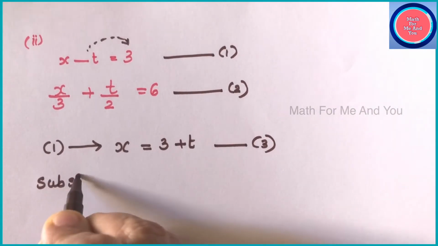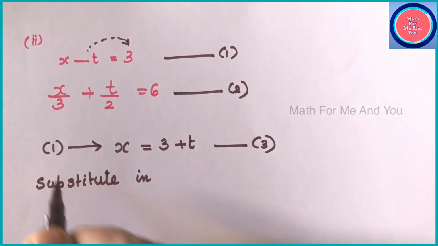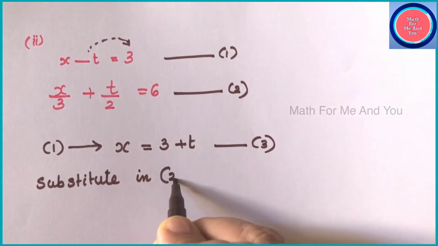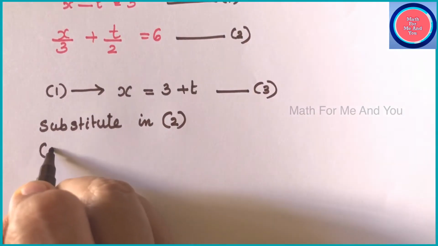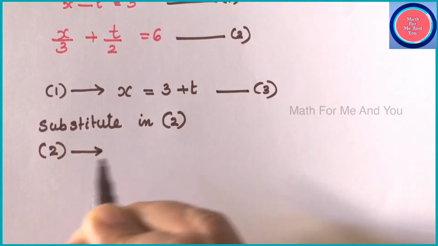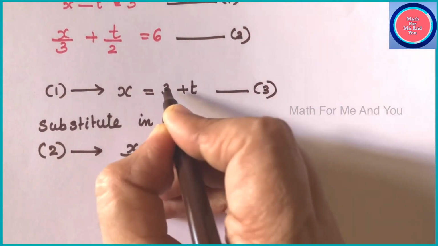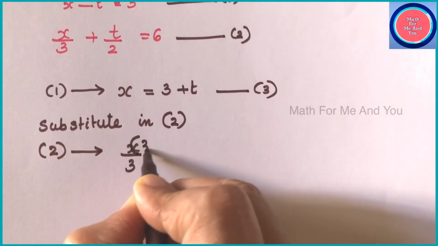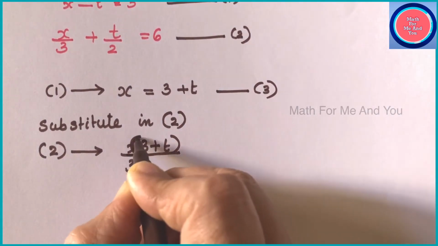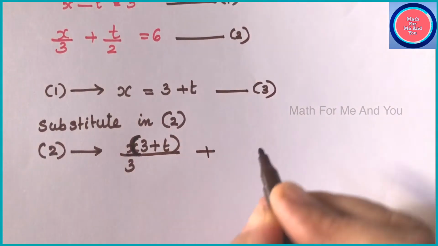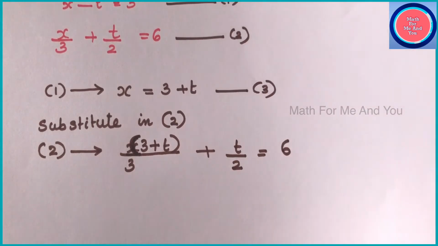Now substitute this new equation value. Substitute x in which equation? We substitute in equation number 2, the other equation. Since we have taken 1, we have to substitute in equation number 2. Then equation 2 becomes x over 3. This is the first term. But what is x now? x is 3 plus t. So we change x with the value (3 plus t) over 3. This is (3 plus t) over 3 plus t over 2 is equal to 6.